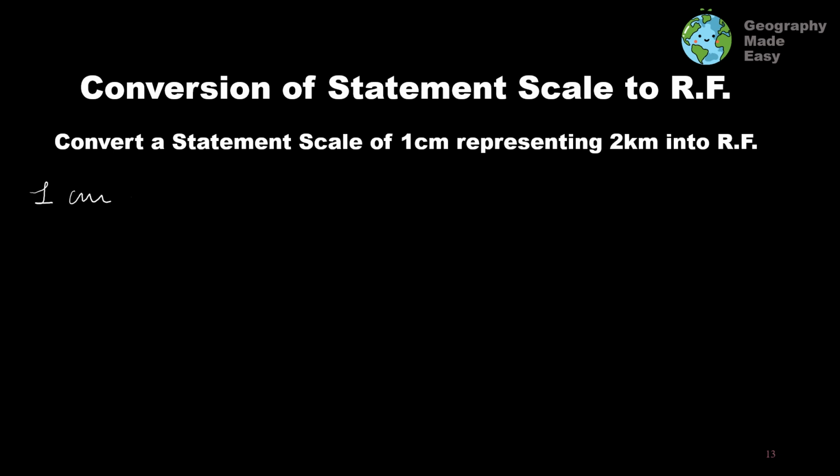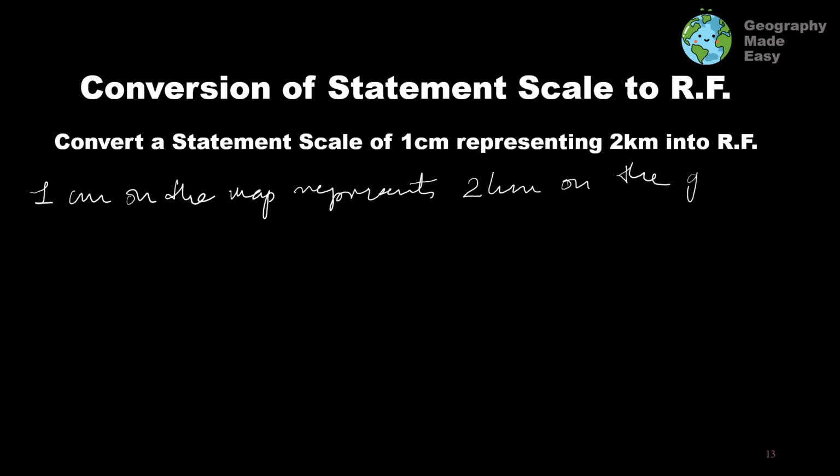1 centimeter on the map represents 2 kilometer on the ground. Okay, therefore, for my help, when I'm converting to RF, I know that the left hand side will always be 1 : something unknown. So in this statement scale, I have already been given 1 centimeter representing something. So one part of my headache has gone. So I will write the next step.